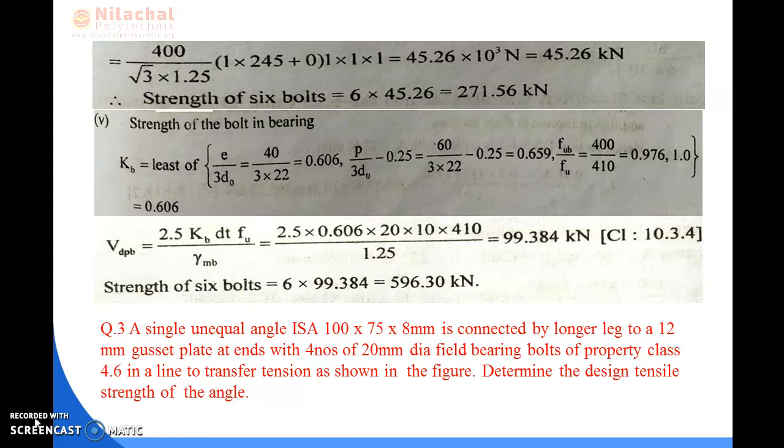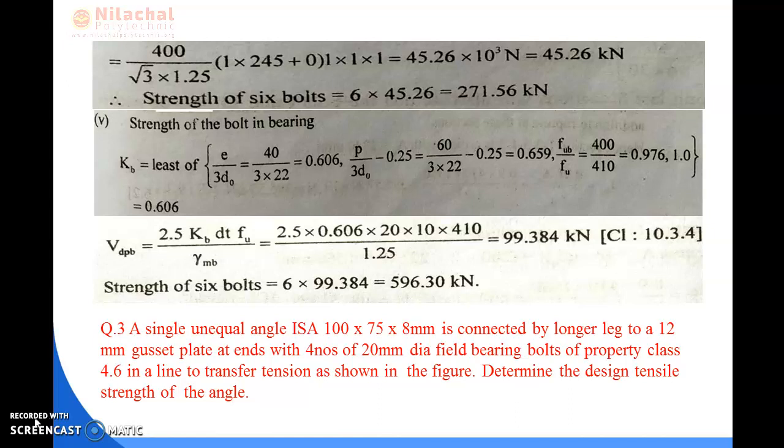So in the last class, we discussed the strength calculation of tension members, where we solved a problem based on plate sections and flats. Today we will discuss the strength calculation of an angle section. So let's get started.